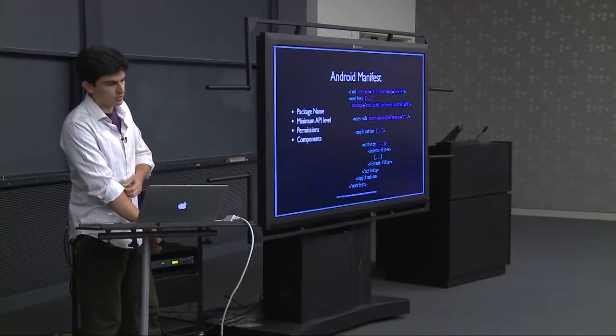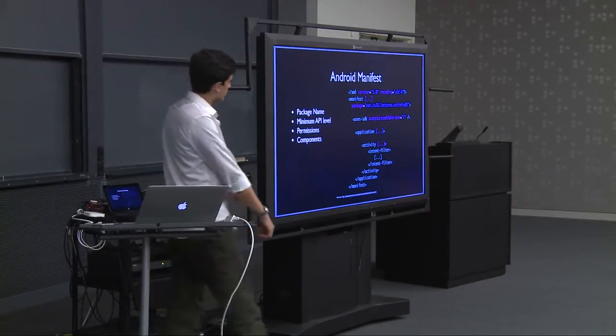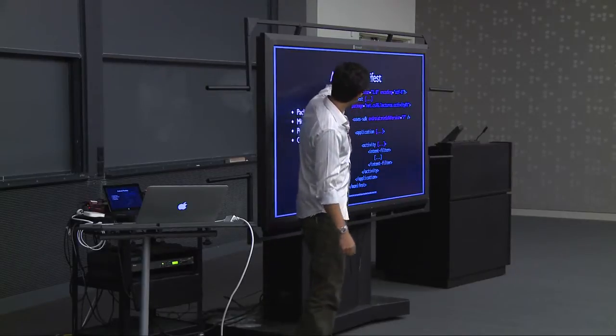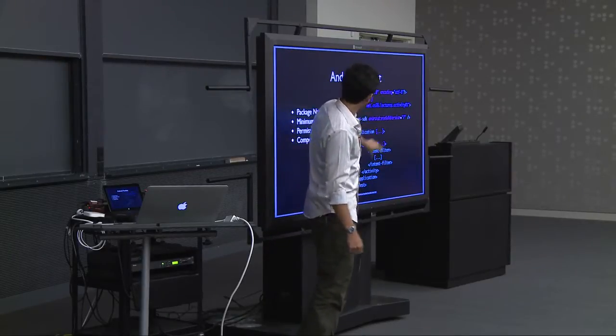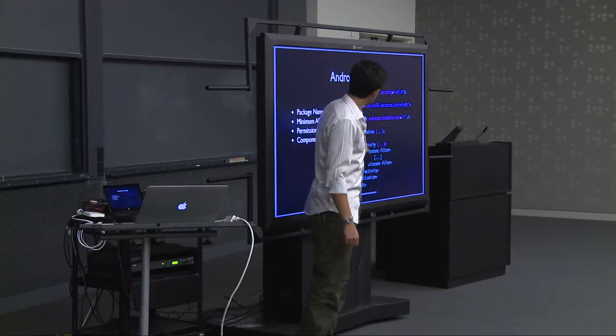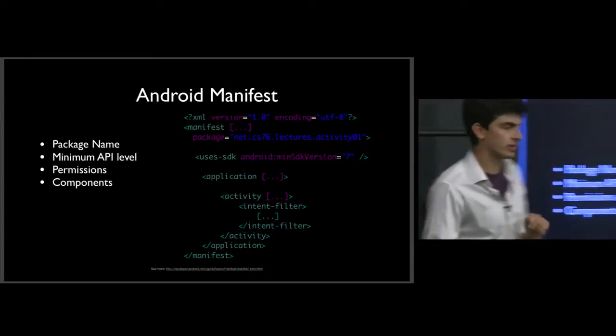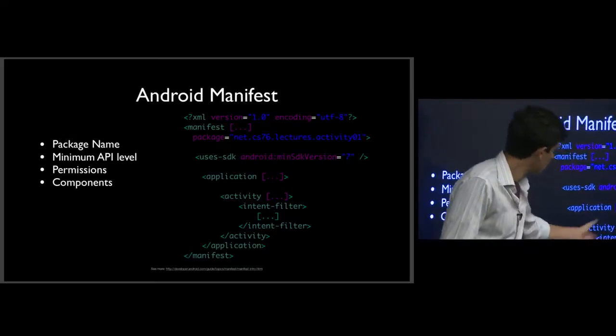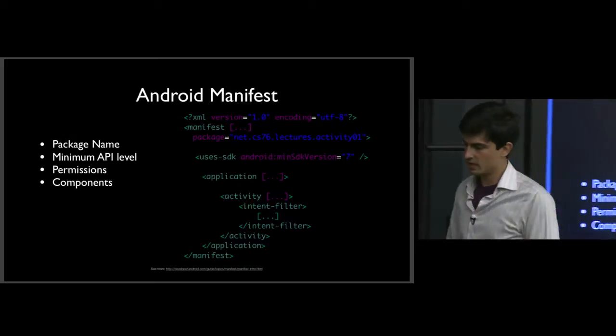Now, one of the things that is really important to realize about this as well is that you'll notice that here we define a variety of things, but within this application, we actually have some components. Now, in this simplified version of the XML file, we have a single component called an activity.